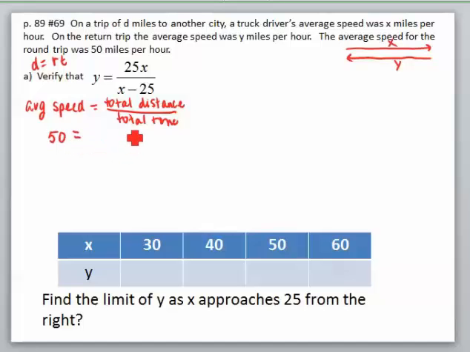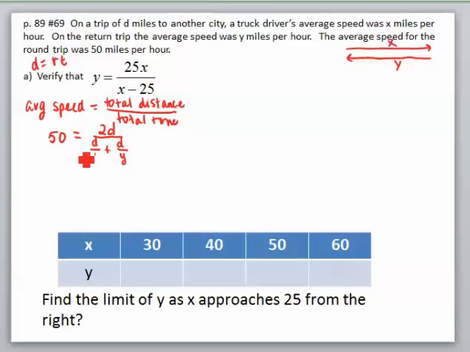So I'm going to plug in 50. My total distance, they say, on a trip of D miles. Well, I'm going there and back, so my total distance is actually 2D. And then my total time is the distance divided by my rate plus the distance divided by my rate, because time is distance over rate. So I have this new equation.